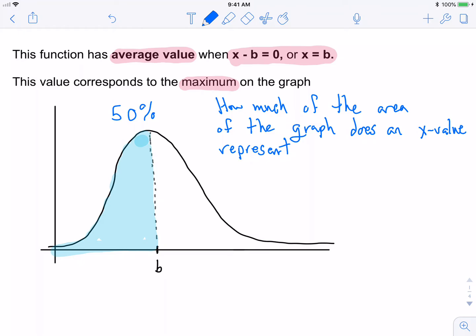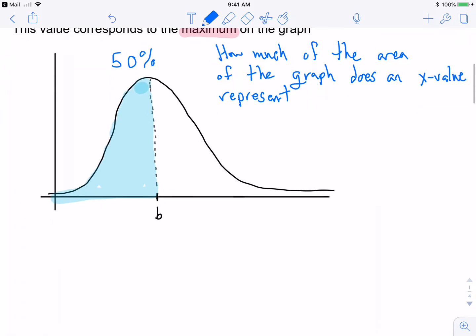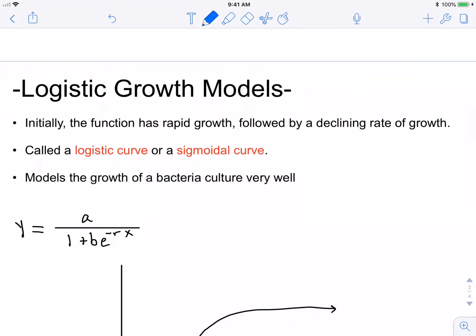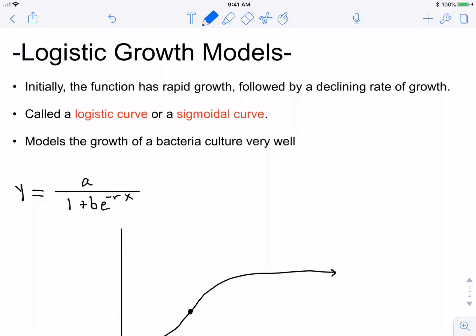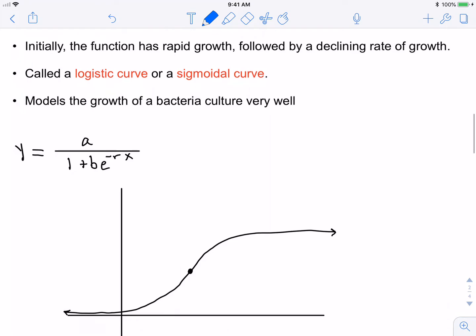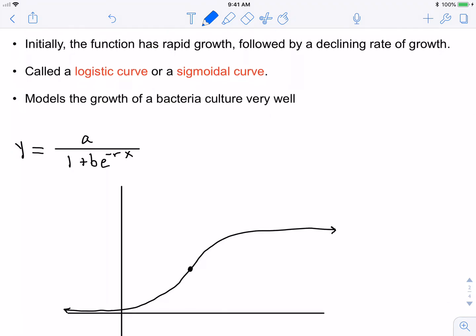Let's move on to another function now. Again, this one has ties to other fields, and in particular, this has ties to business and biology fields. And this is called the logistic growth model. Let me scroll down just a little bit here so we can see the function.